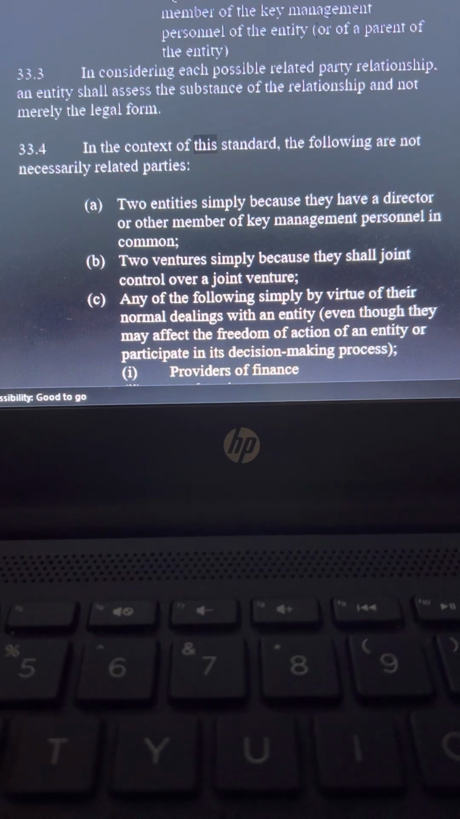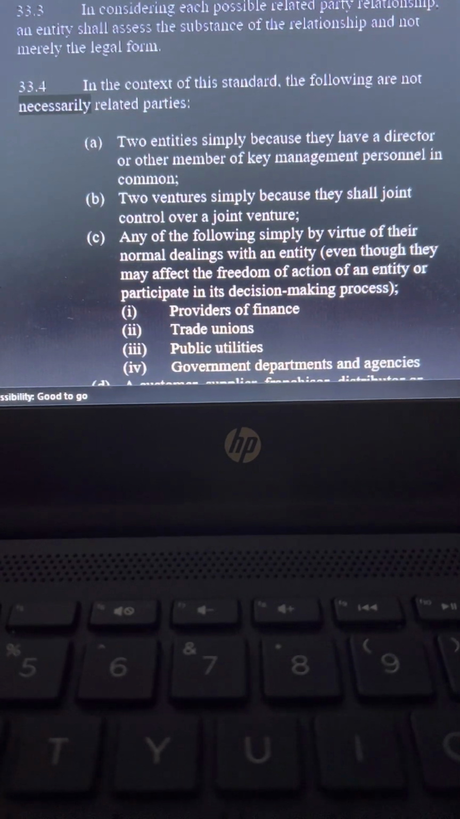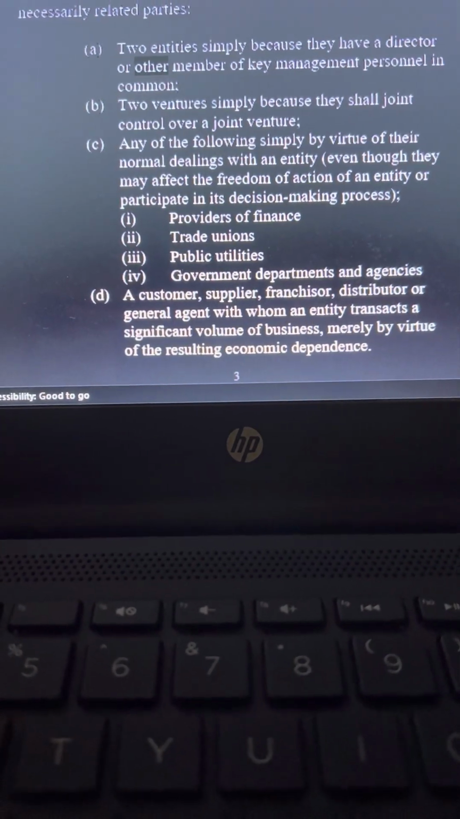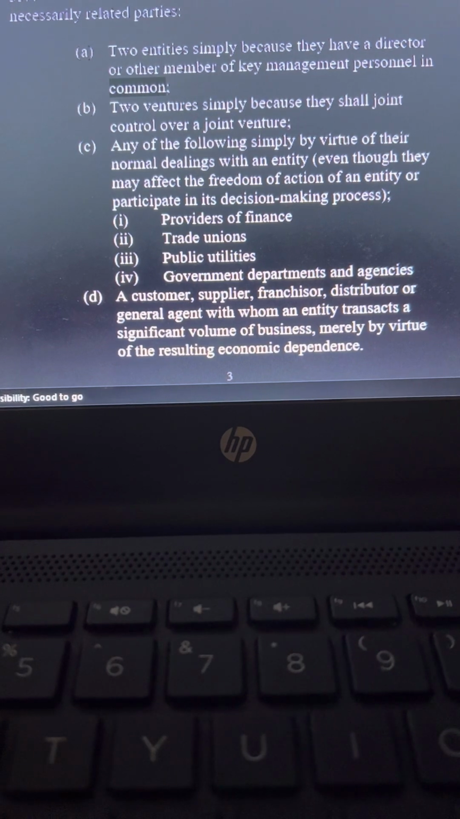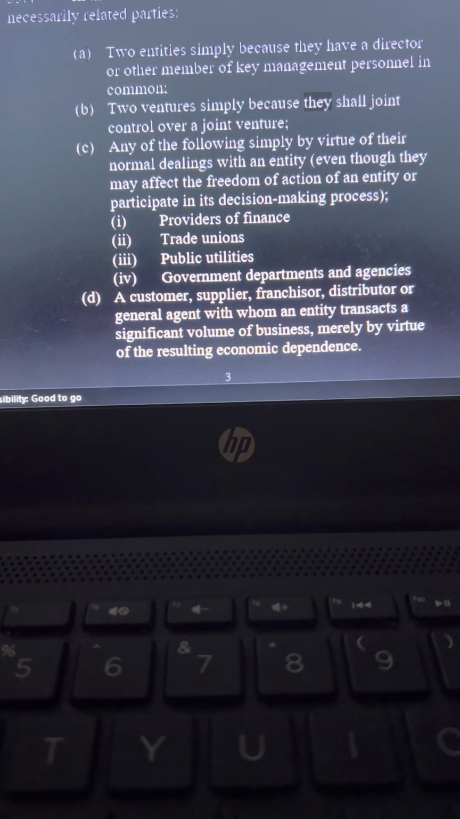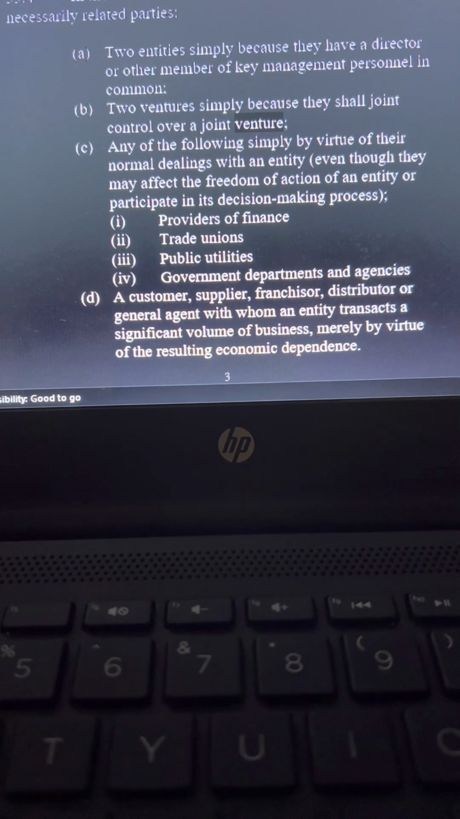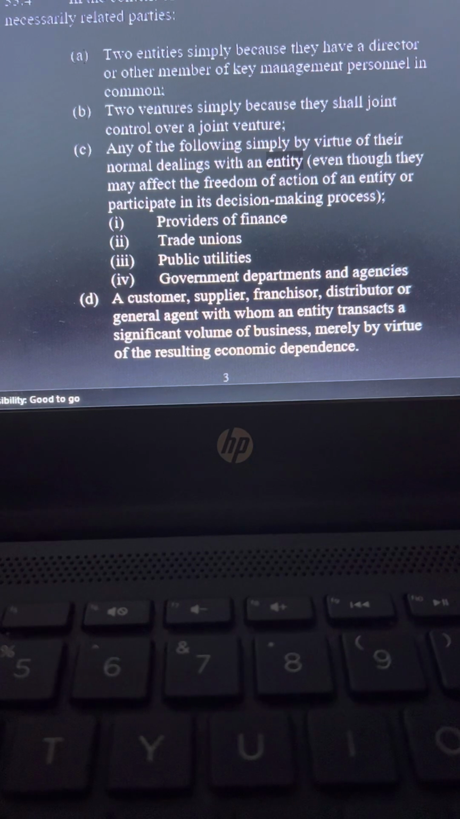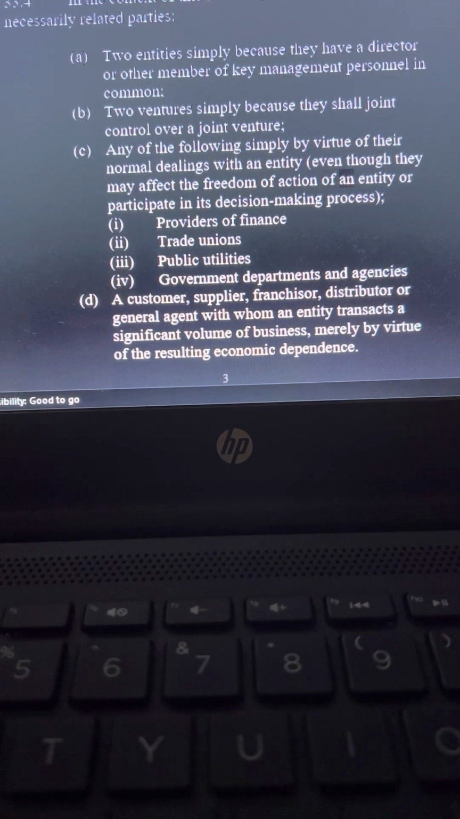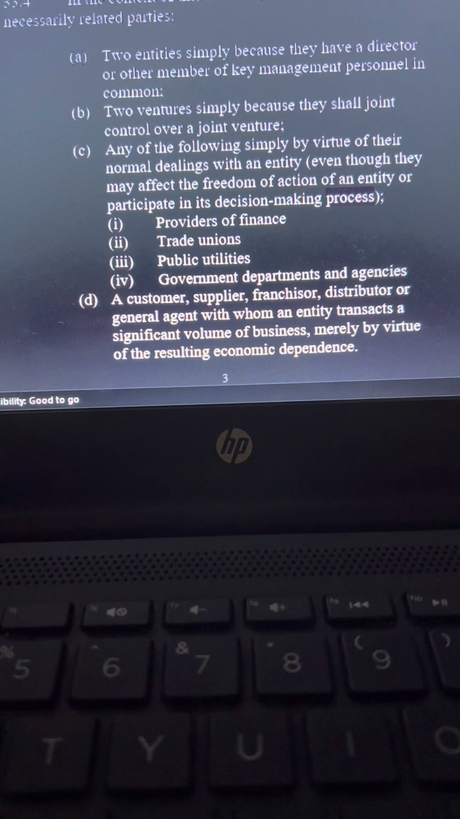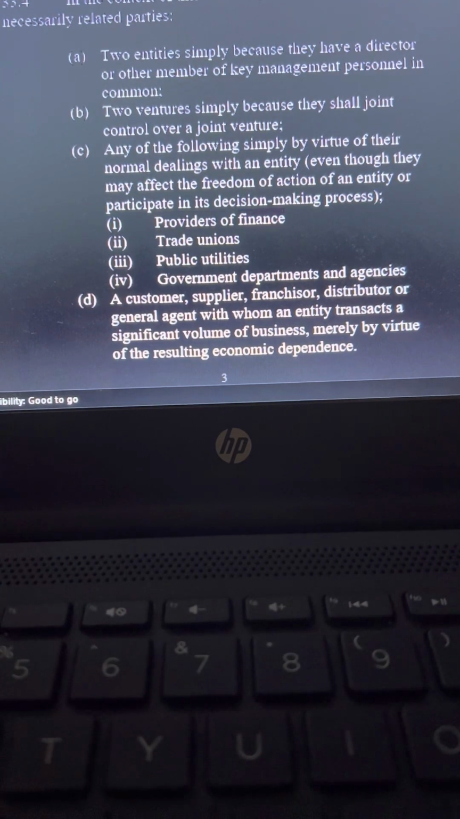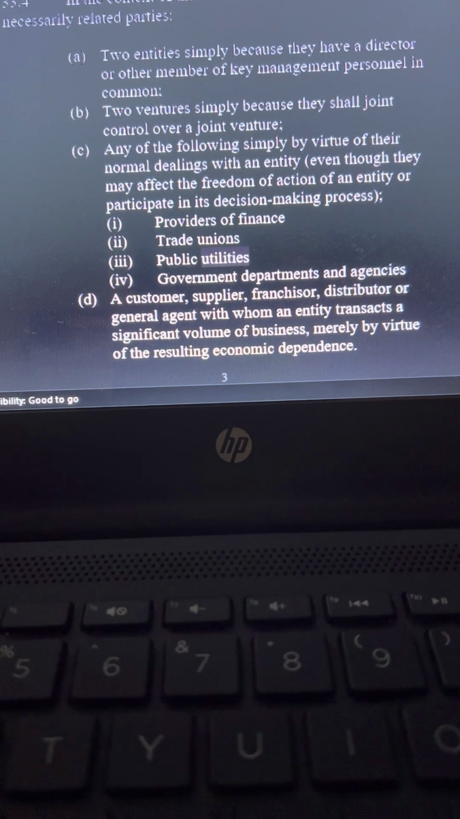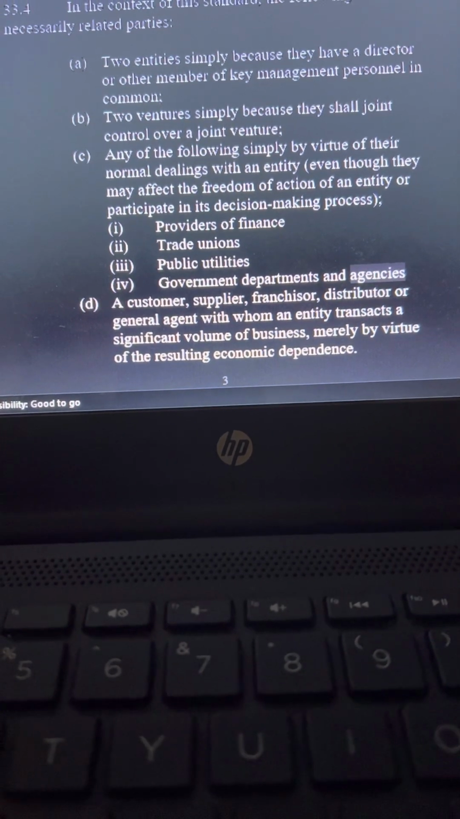33.4 In the context of this standard, the following are not necessarily related parties. Two entities simply because they have a director or other member of key management personnel in common. Two venturers simply because they share joint control over a joint venture. Any of the following simply by virtue of their normal dealings with an entity, even though they may affect the freedom of action of an entity or participate in its decision-making process: providers of finance, trade unions, public utilities, government departments and agencies.